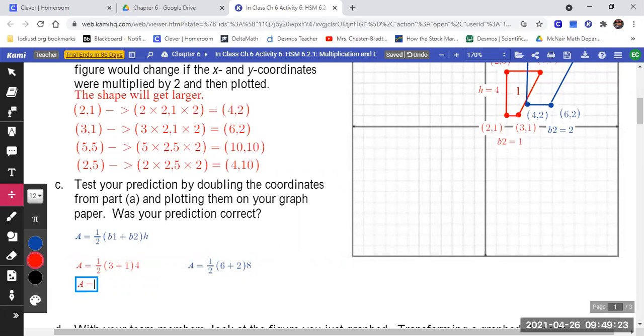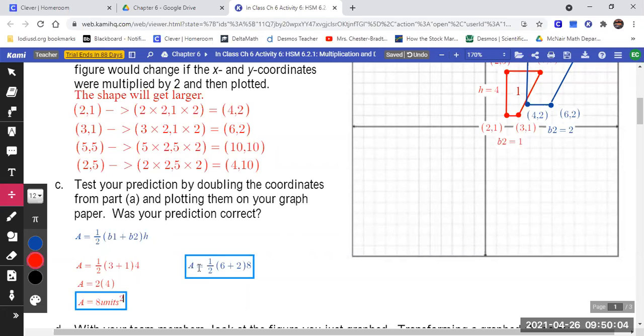So then I'm going to do that. What is half of 4? 2. And then I figure out the parentheses. 3 plus 1 is 4. So my area for my red shape, my original, is how big? 2 times 4. What's that? 8. 8 square units, actually. And then remember shift 6 squared. 8 units squared.